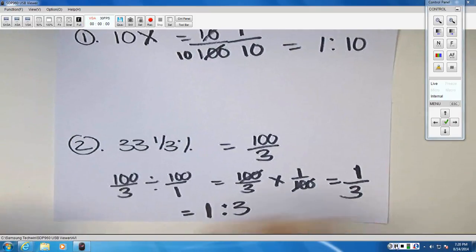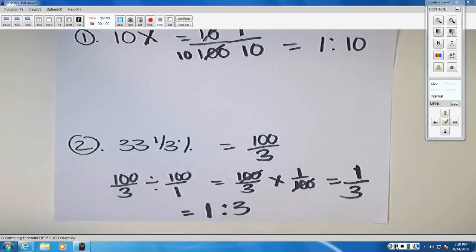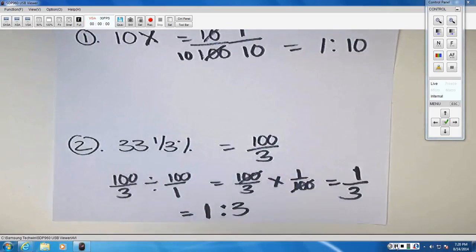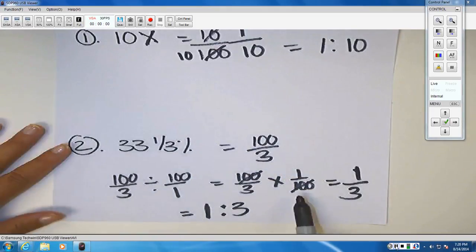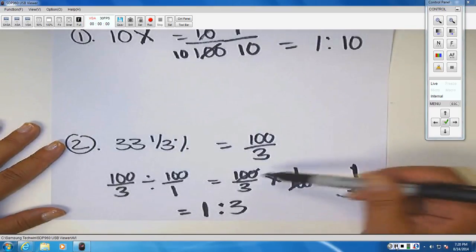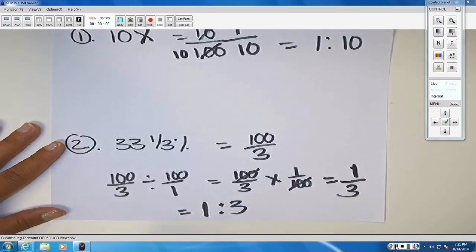So don't let these mixed fraction percentages or anything like that scare you away. You're simply going to take that mixed fraction, turn it into an improper fraction, and it's all about now dividing. So we're going to take that fraction, divide it by 100. Instead of dividing, we're going to flip the second fraction and multiply straight across. When we do that, our 100s cancel out, and we're left with 1/3. That fraction of 1/3 is going to be our ratio, 1:3.